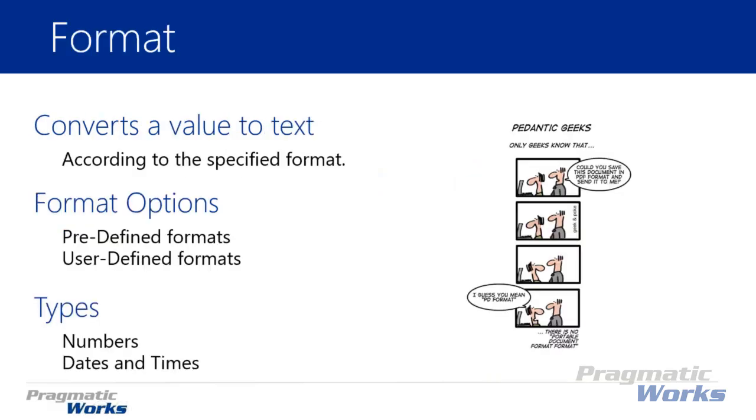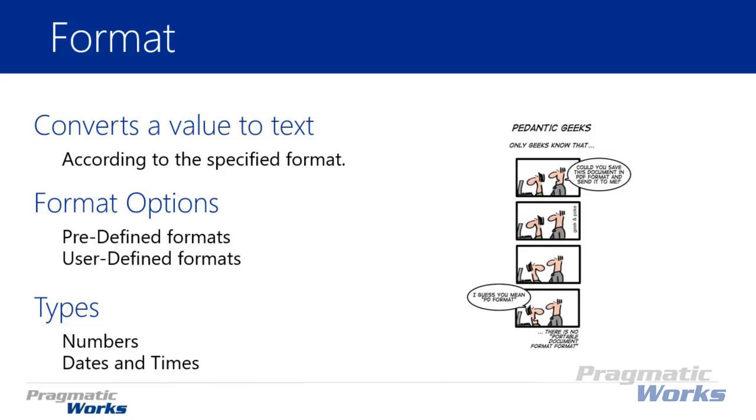All right, so for the format function, the format function converts a value to text. And you can do this with numeric values and you can do this with date values. So we would specify specifically how we want to convert that value. How do we want to convert the numbers to text? How do we want to convert the date to text? And we can change the format of it while we're converting it to text.